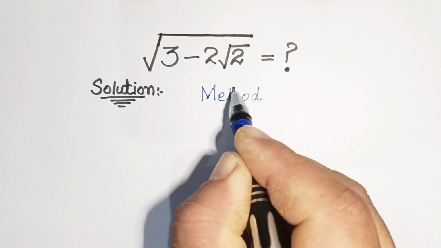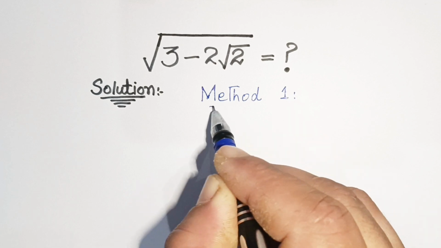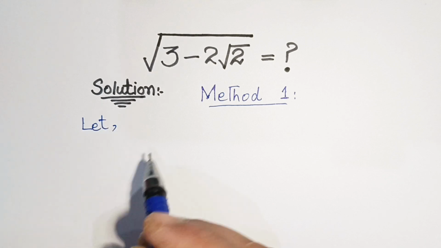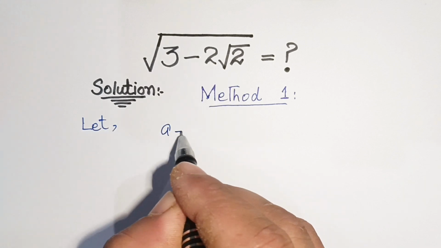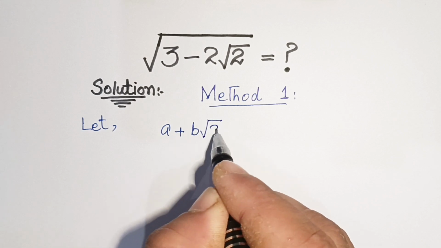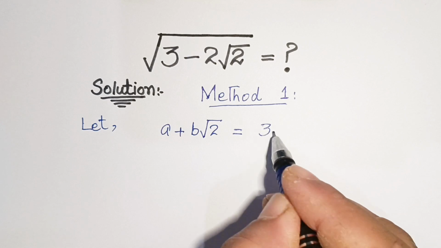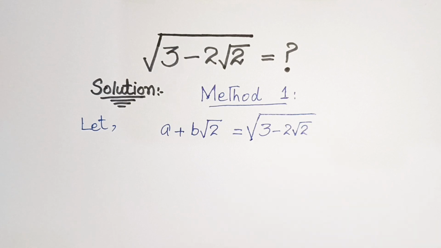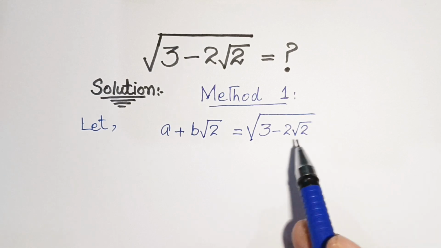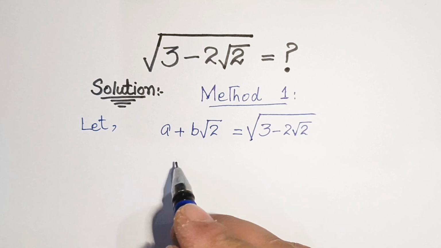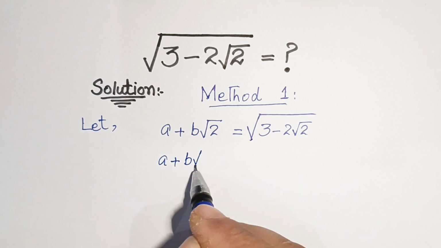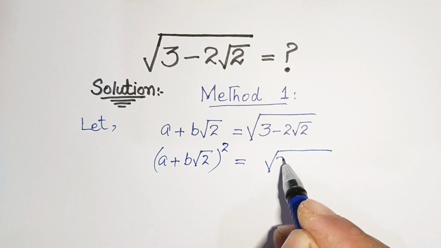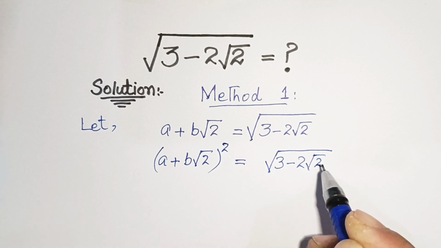Our method number 1 is that first of all we just suppose that this expression is equal to a plus b times square root of 2, which is equal to the square root of 3 minus 2 times square root of 2. Now if we square both hand sides, we have a plus b times square root of 2, whole squared, is equal to the square root of 3 minus 2 times square root of 2, whole squared.